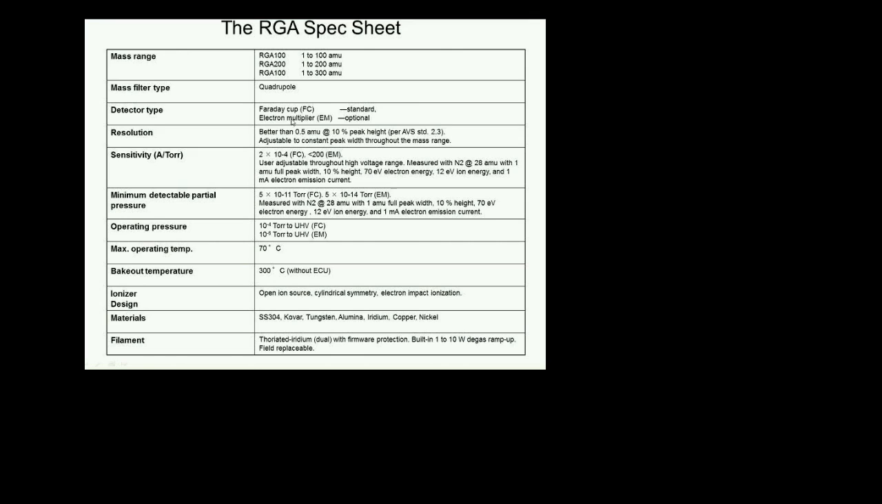What kind of detectors you have? You have the Faraday cup and you have the electron multiplier. We talked about both of them, right? This is the standard one. This is if you want gain. Resolution. This is telling you right here, my peaks are 0.5 AMU at 10% peak height per the AVS standard 2.3. As you can tell, the AVS has had a lot to do with defining all the standards for qualifications of residual gas analyzers, and that's one of the missions of the American Vacuum Society.